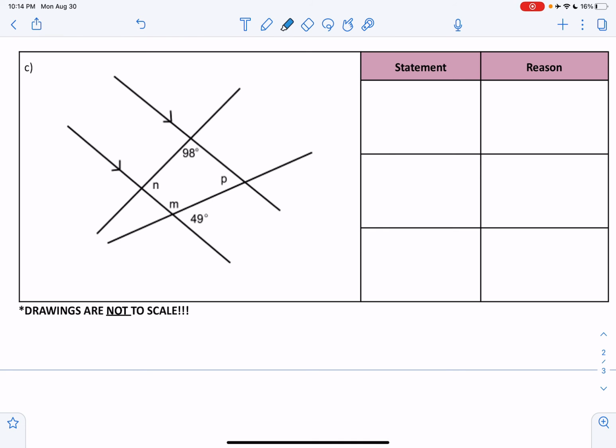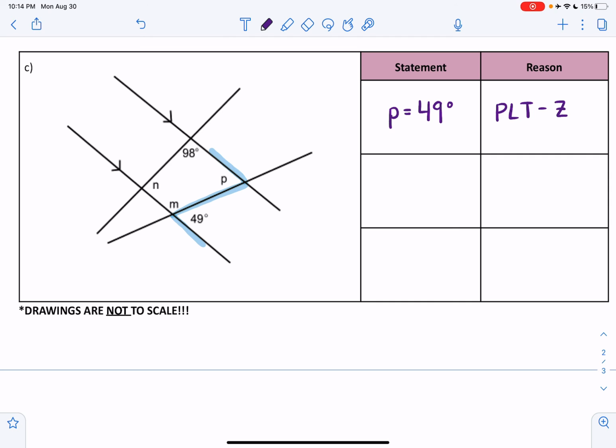So the first one I see is I see a Z pattern here. Now you may have saw something different than me first. That's totally okay. So because I found this Z, that means that these are alternate angles. So they must be the same. Therefore, P is 49 degrees. Now keep in mind that these are often not to scale. Just really keep that in mind. I put a note below here, but just be mindful of that. Now our reason, we're using our parallel line theorem and our Z pattern.